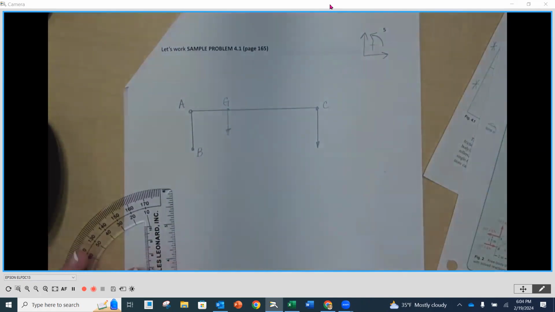Now don't put 24 or 1,000 kilograms. Like we said, we're going to calculate those magnitudes and we'll add them in here in just a bit, but their vector representation will go straight down at either one of those places.